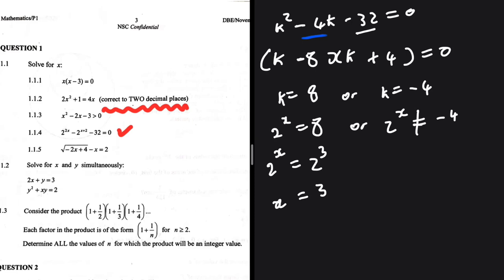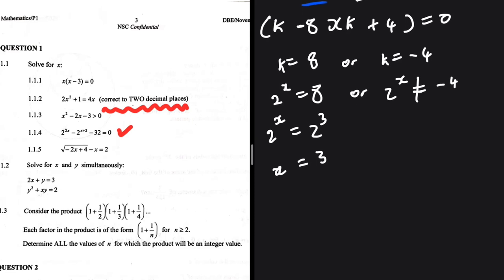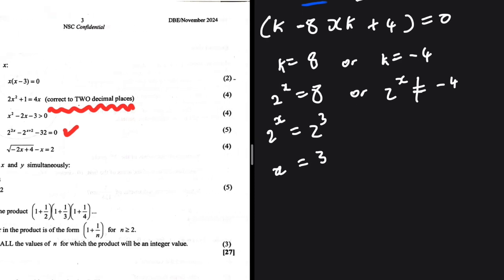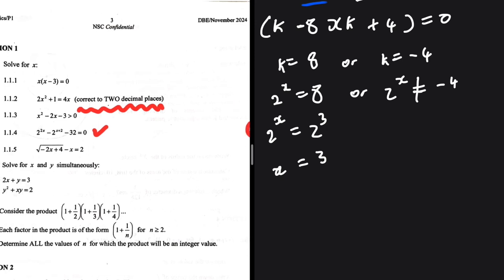That is 1.1.4. Quite simple. It's not too bad. This is easy, right? 5 easy marks.